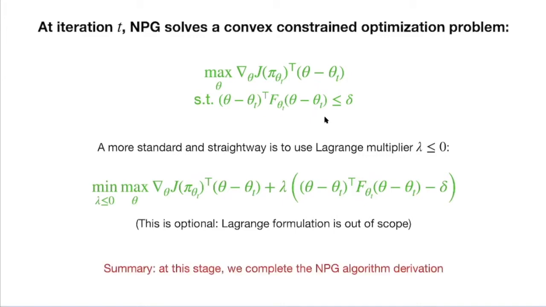But to summarize, at this stage, we pretty much complete the NPG algorithm derivation, right? So we started from convexification of our nonlinear optimization problem, and we get to this very simple optimization problem. You should convince yourself this is solvable. This is at most a convex optimization problem, so we should have a global optimal solution. And then you can either use this very standard Lagrangian multiplier approach to get the closed form solution for this convex optimization problem, or you could do the detour that we did from the previous slides, where you're trying to find the optimal solution from a geometry perspective.